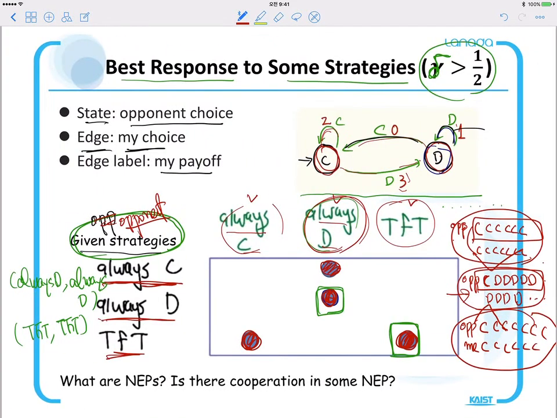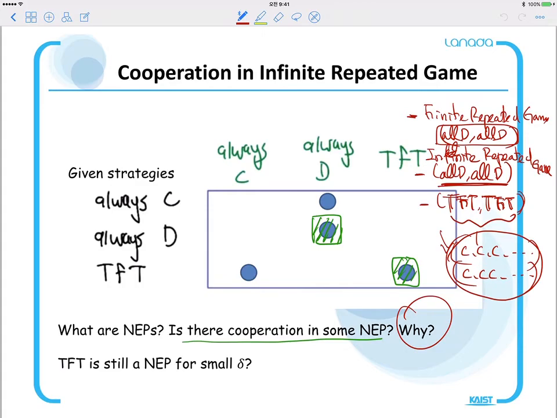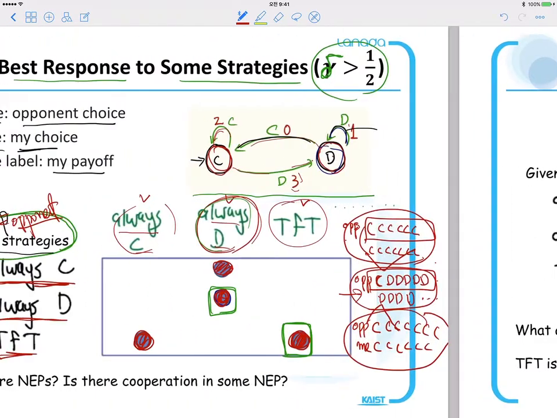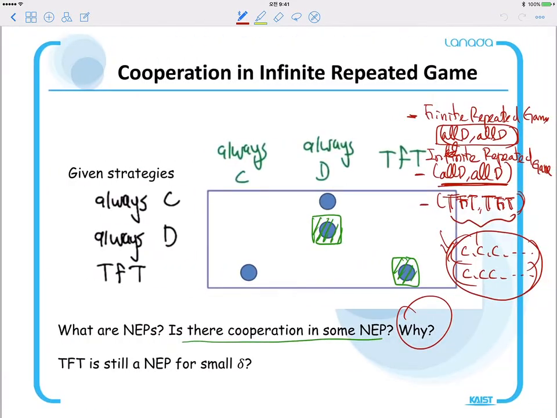Why does that happen compared to the final repeated game? Because if I deviate from this, from T4T to some other strategy, then I'm a little bit worried about the punishment or the retaliation, like 복수, right? Why is that?